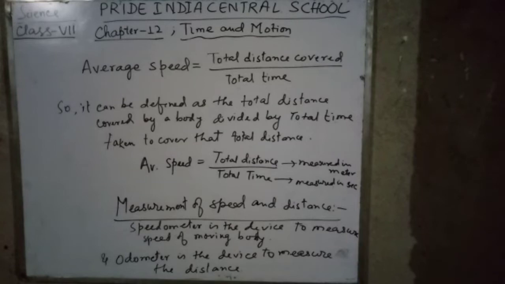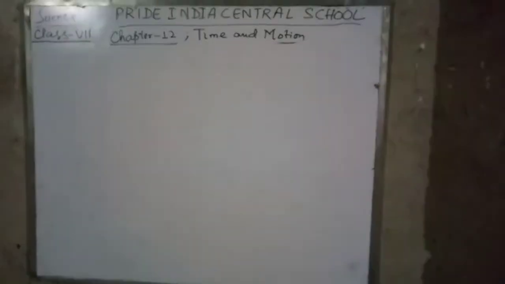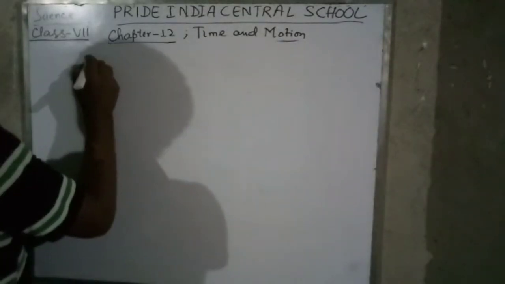Now, for the measurement of speed and distance, we use some devices. A speedometer is the device to measure the speed of a moving body, and an odometer is the device to measure the distance. You have seen some meters in bikes or in cars. There are meters to show speed and distance on the dashboard. You can simply say that the distance is shown by the odometer and the speed is shown by the speedometer. Let us see some numerical parts.